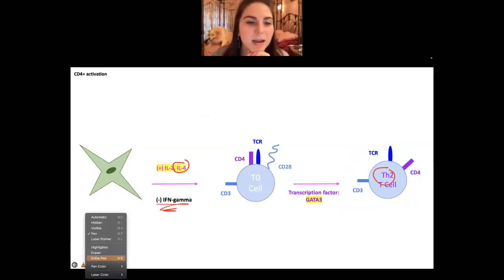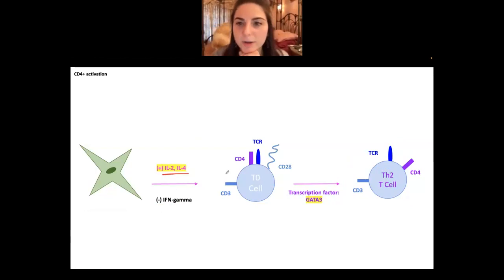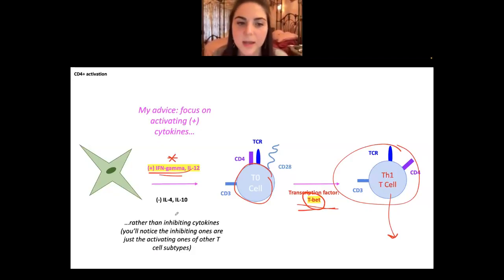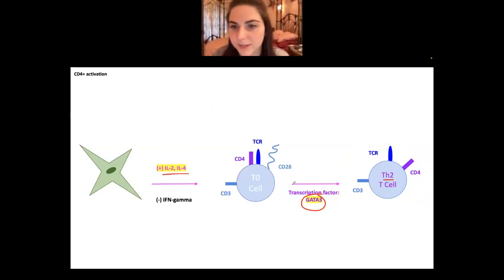If the APC releases IL-2 and IL-4, that's going to tell this cell to turn into a Th2 cell. And its transcription factor is GATA3, G-A-T-A-3. And interferon gamma inhibits it. Interferon gamma activates Th1, so that makes sense. IL-4 inhibits Th1. IL-4 activates Th2. Okay, so I highlighted what I think is important to know. Because again, they might not tell you this is a Th2 T cell. They might say there are high transcription levels of GATA3, and you're like, okay, that's Th2.